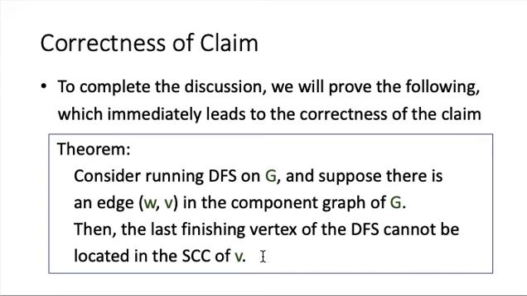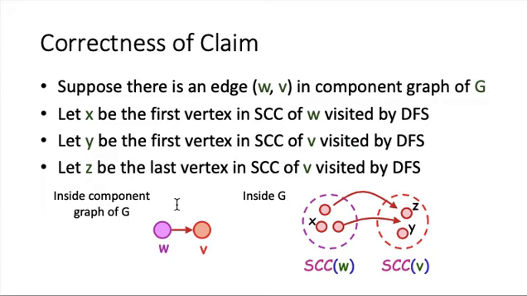So we are going to base every argument on G here instead. Run DFS on G. If there is an edge WV in the component graph, then V cannot be the one with the last finishing time. So let's prove this claim. If this claim is true, automatically the previous method works. So let's go ahead with the proof. Suppose that there is an edge WV in the component graph of G.